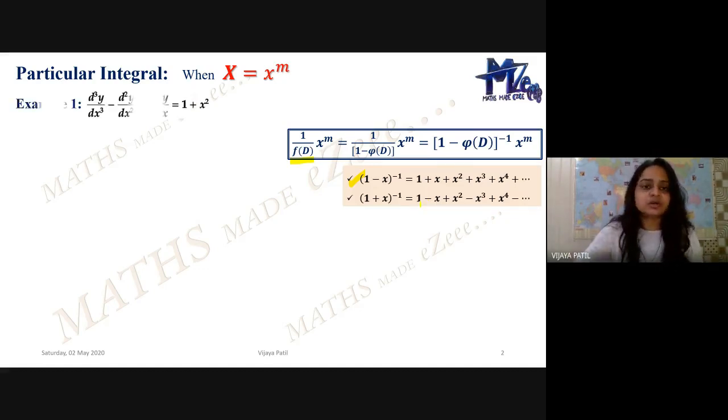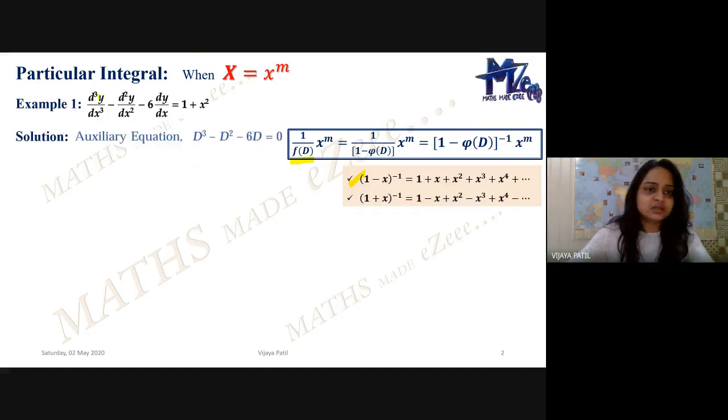Let us solve some examples. Suppose I have got this example, d cube y upon dx cube minus d square y upon dx square minus 6 dy upon dx is equals to 1 plus x square. What is the auxiliary equation? It's D cube minus D square minus 6D equals to 0. We have got the roots 0, 3 and minus 2. Because the 3 roots are real and distinct, we have got 3 constants, C1, C2, C3, and this is the CF of this.